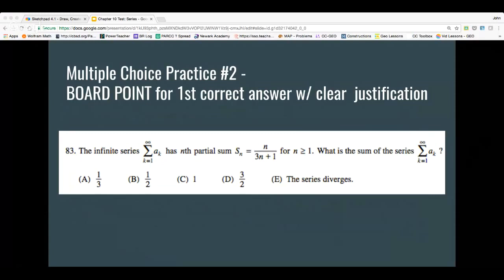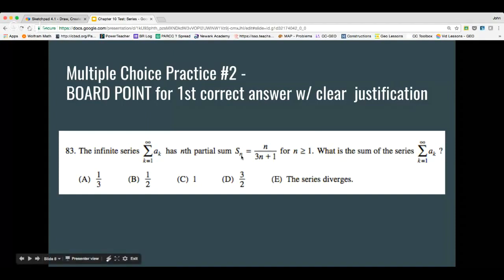Okay, Julia says A because that's where the series goes as n approaches infinity. That is correct. And let's talk about that a little bit more deeply. So Julia, you get a board point, and Alex has secured a board point. And perhaps there'll be some more board points for those of you just learning how to work in the chat.